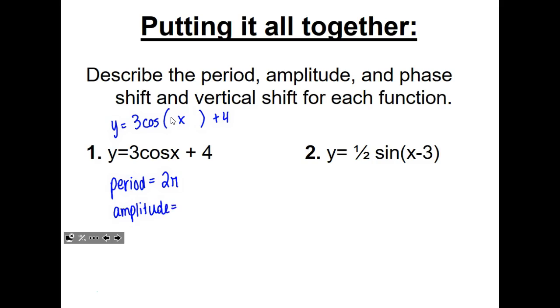Okay, Lakin, what would the amplitude be for that problem? 3. Good. Let's see. Emily Lane, what's the midline? 4. So y equals 4. And then our phase shift, we do not have any numbers added on the inside of our parentheses. So we have no phase shift. So we'll just put 0. Or you can put 0. Okay.